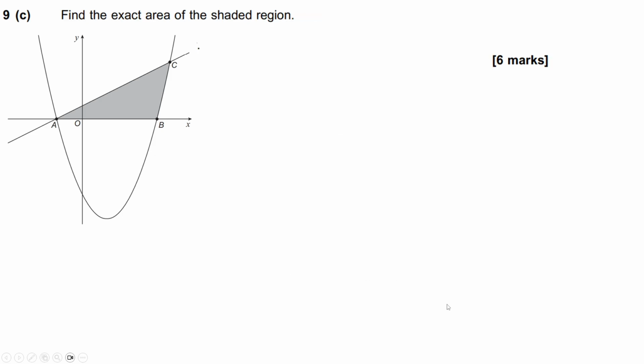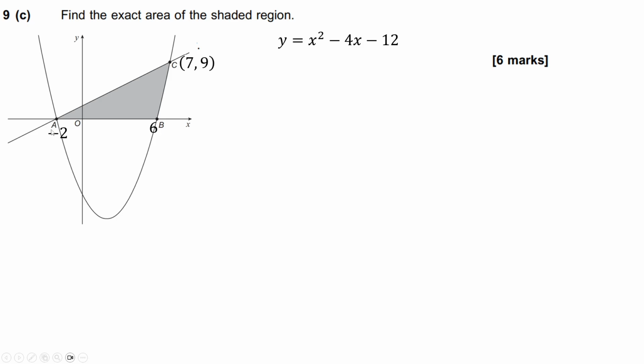Find the exact area of the shaded region. Okay, so what we're going to do is find the area of this big triangle here, AC, and then down to whatever this point here is. And then we'll take away, because we counted this extra area here, we'll take away that area by integrating. This has x coordinate -2, and then this has x coordinate 6 because we calculated that last time.